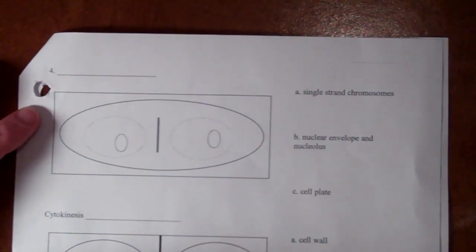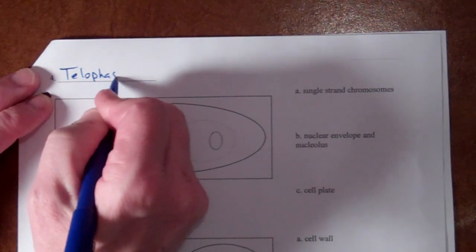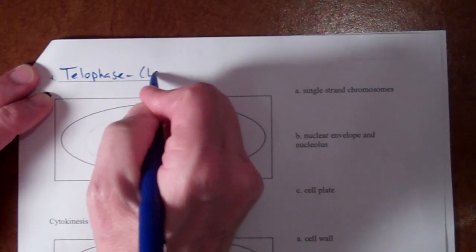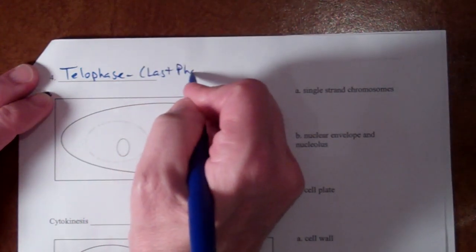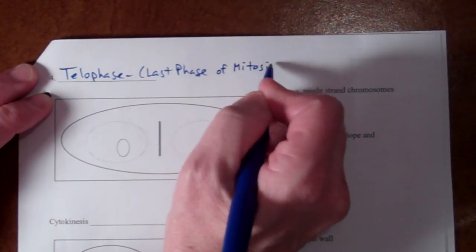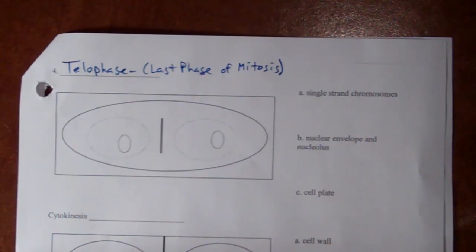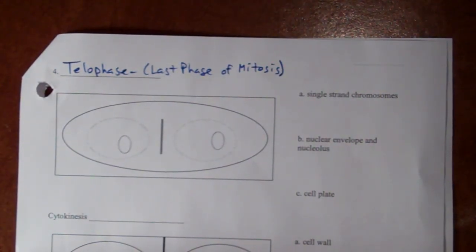All right, last part. We're on telophase. Telophase is the last phase of mitosis. Mitosis is just prophase, metaphase, anaphase, telophase. All right, well, what's happening here?